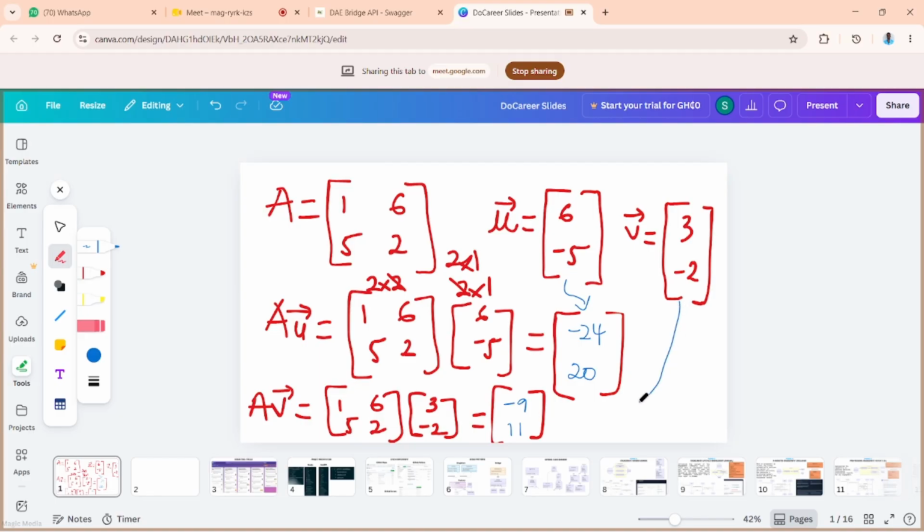So let's compare this one. Can we have an eigenvalue? No, you can't. All right. So what does this tell us? It means that v is not an eigenvector of the matrix. Yeah, that's it.